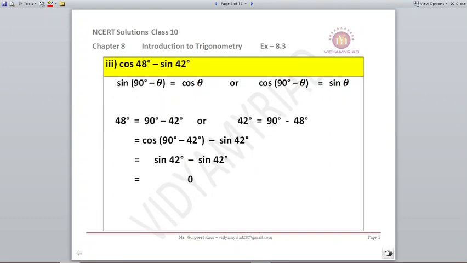Cos 48 degrees minus sin 42 degrees. Again, if we see cos and sin, they are related to one another, and 48 degrees and 42 degrees are complementary. So let us change any one. If I want to write cos 48 in 90 degree form, it will be written as cos (90 minus 42) minus sin 42. Now I can change it. It will become sin 42 degrees minus sin 42 degrees. When we subtract, we get 0.